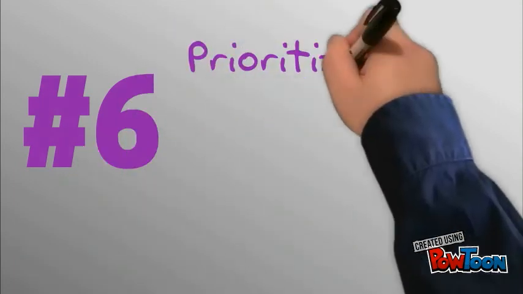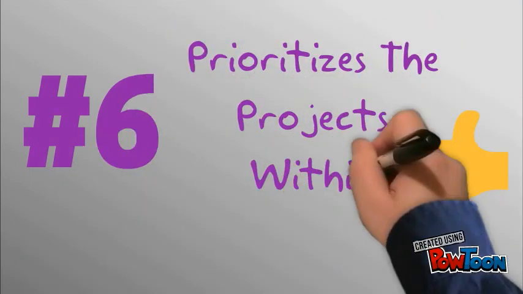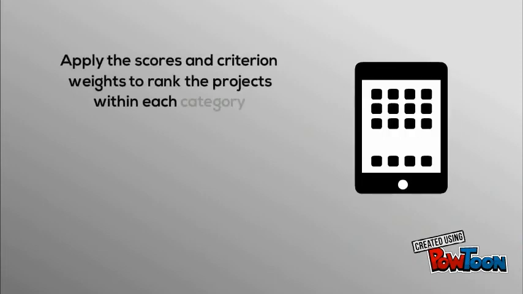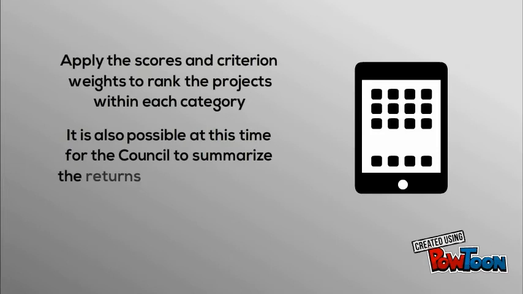Step 6. Prioritize the projects within categories. Apply the scores and criteria to rank the projects within each category. It is also possible at this time for the council to summarize the returns from the projects to the organization.